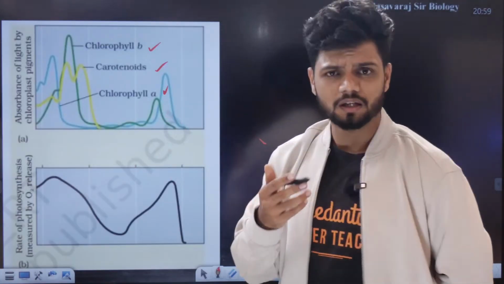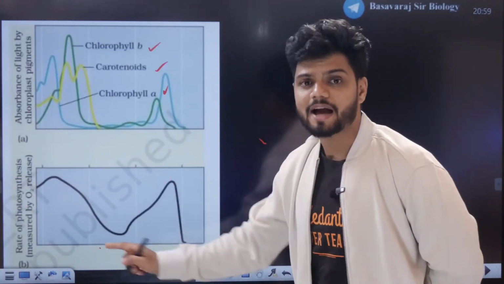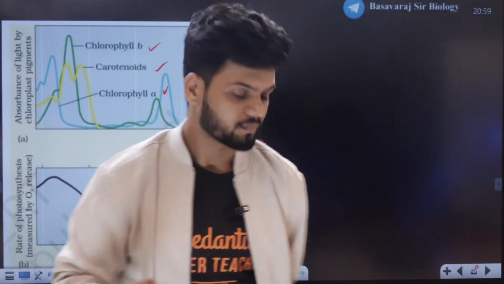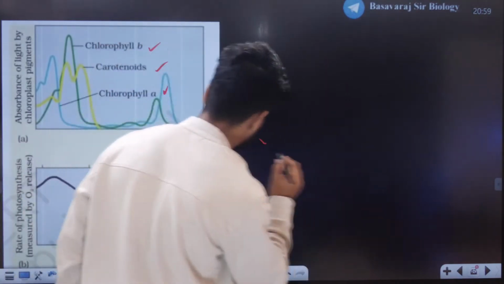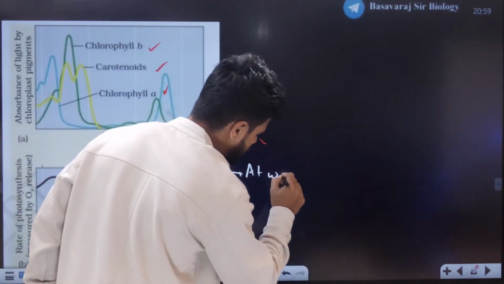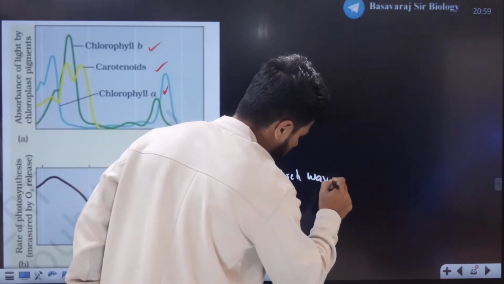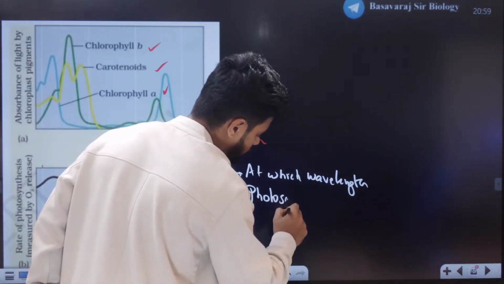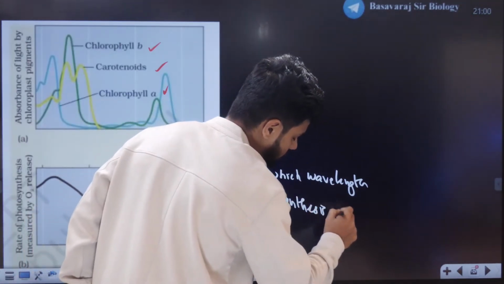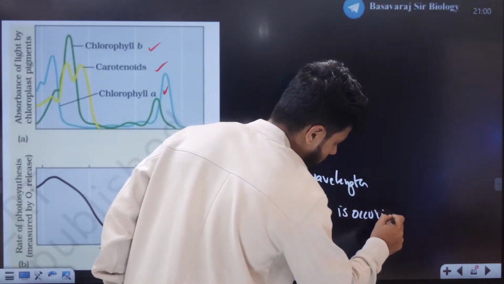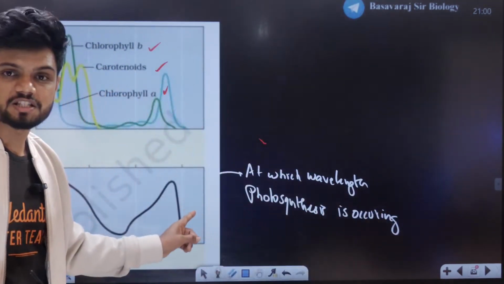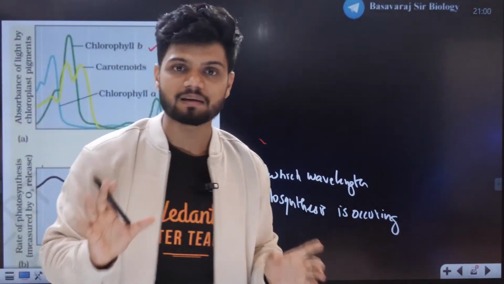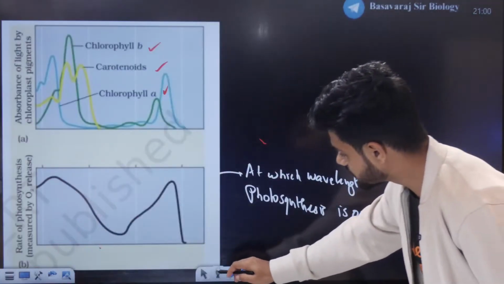Okay. Now, what is action spectrum? Action spectrum tells you at which wavelength photosynthesis is occurring or happening. That is action spectrum. Absorption spectrum, at which wavelength absorption is happening. That is absorption spectrum. Now, students, if you notice here, there are two main peaks.